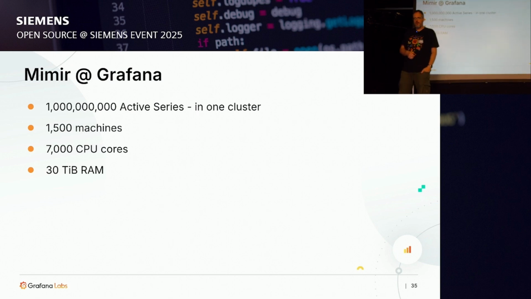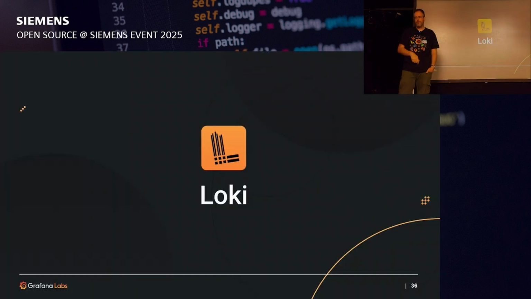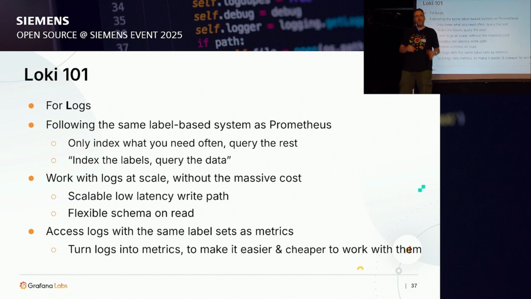Numbers from Grafana, those are already a little bit old, we are better now. But basically, it's 1 billion active series. We had 1,500 machines, 7,000 CPU cores, 30 terabytes of RAM. Again, this is why we hit financial limits, not technical limits. Loki for logs. It follows the same label-based system as you just saw with Prometheus.